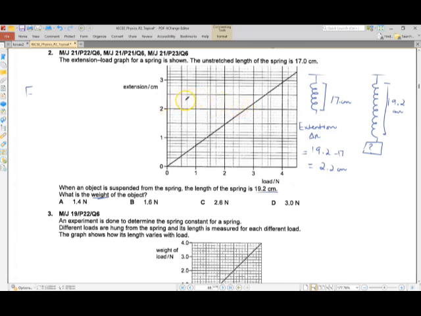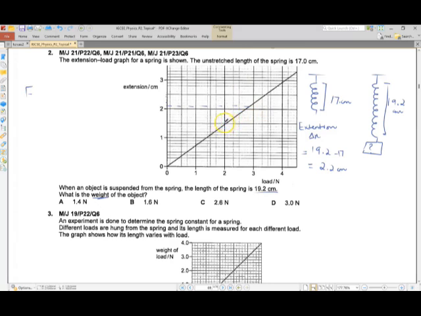Okay? So these squares are not that visible, so I need to see. I think that 1, 2, 3, 4, and 5. So 1 square is equal to 2. So this is where 2.2 is going to be. So we will see which load corresponds to this.